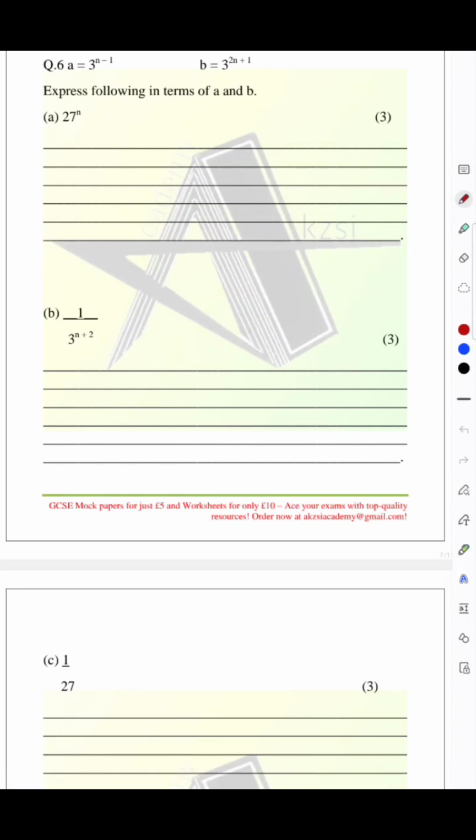We were doing 10 questions to smash the grade, 10 questions to grade 9. In that topic, we have already done quadratics and simultaneous equations. We have started indices and have done 5 questions in part 1. And this is part 2, where we'll be doing questions from question number 6 to question number 10.